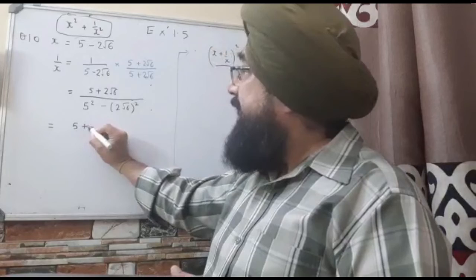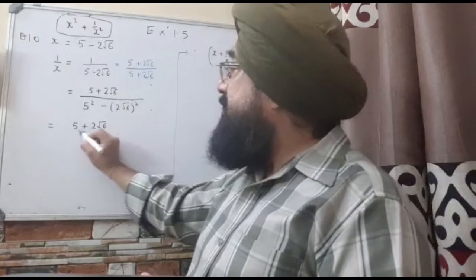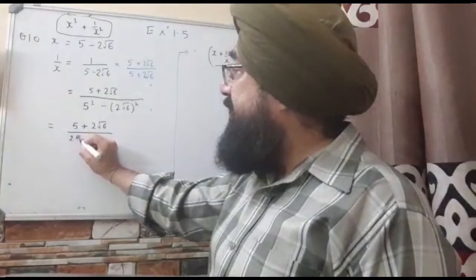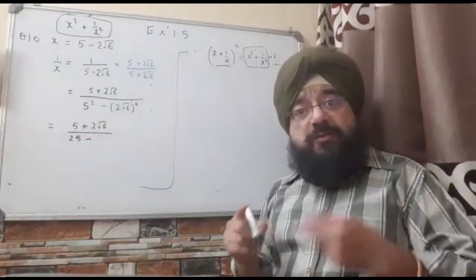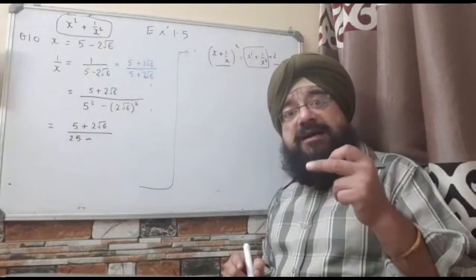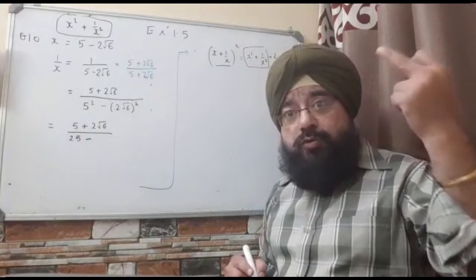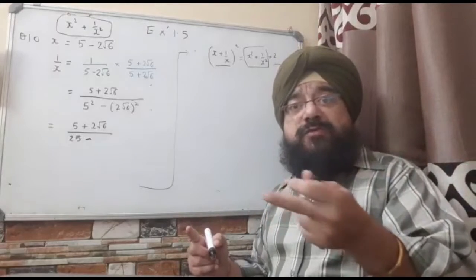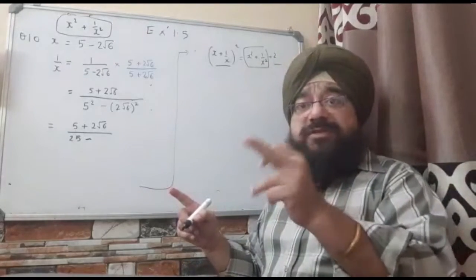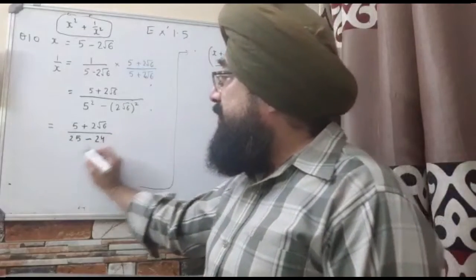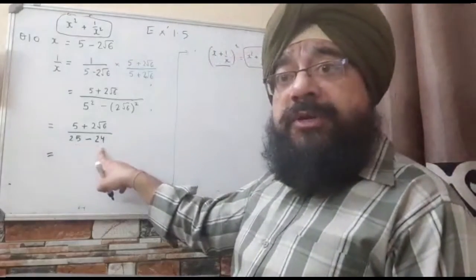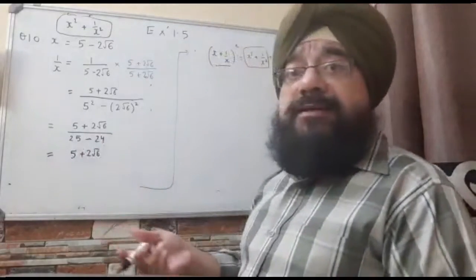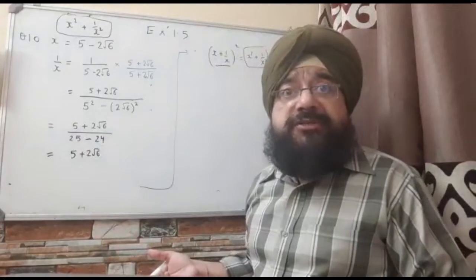In the numerator, I should not forget, I write 5 plus 2 root 6 as it is, and in the denominator it becomes 25 minus 2 root 6 square. 2 square is 4 and root 6 square is 6. 4 into 6 is 24. Oh, lovely. So it has now become 1 in the denominator. So that means 5 plus 2 root 6 over 1 is 5 plus 2 root 6.